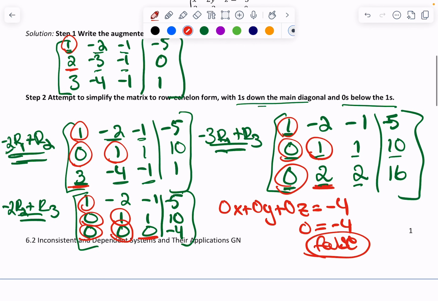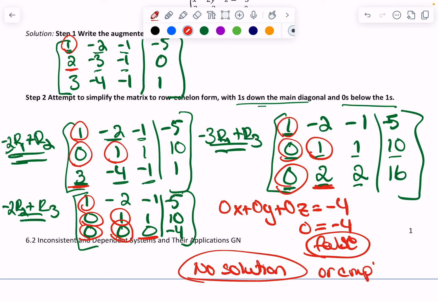So when we get a false like this, we know that it is a no solution. Or we can say that it is an empty set. Again, remember that empty set is either a 0 with a line over it, or if we write it in set form, it does not have anything in it. So this one was inconsistent.